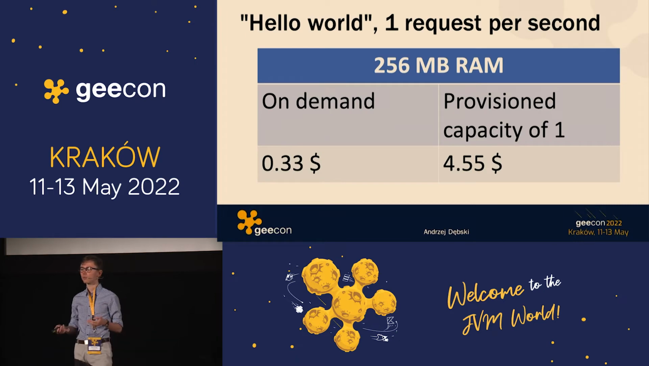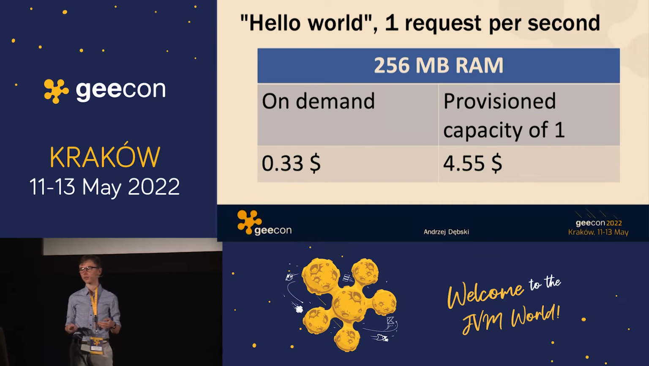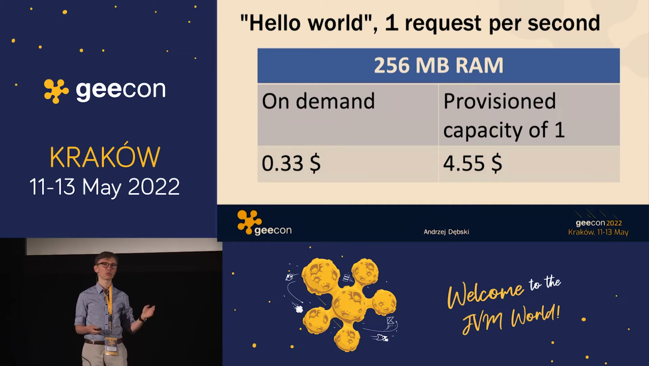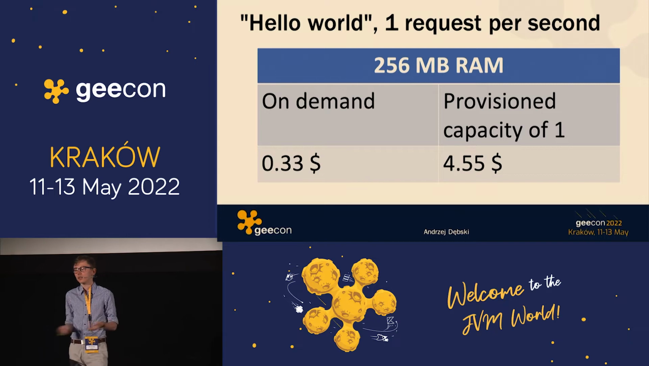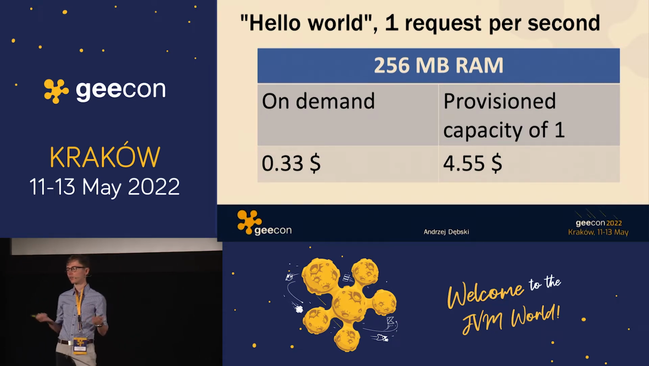So scenario number 1, again, 200 milliseconds, function with 256 megabytes of RAM, assuming 1 request per second continuously, that gives around 2.5 million requests per month, so slightly above the free tier. So on demand is less than $1, so it's super cheap. Provision capacity of 1, it's again quite cheap.